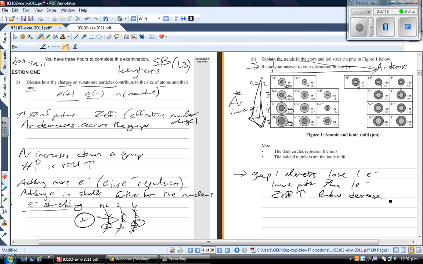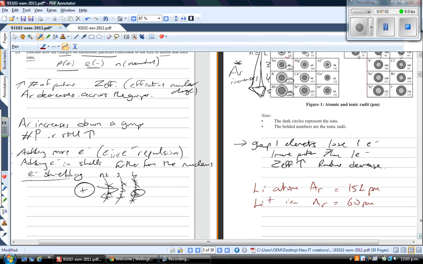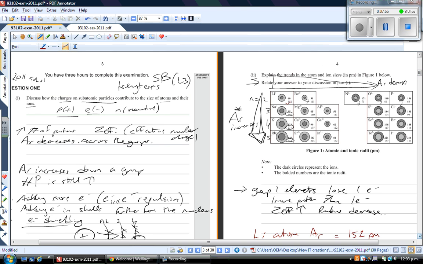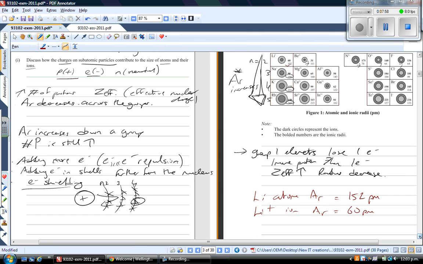So if we take a look at that for a group 1 element, so we can delete one of those numbers for a second just so you can see that. Alright, so for lithium, the lithium atom, the atomic radius is equal to 152 picometers, and that's from right there. And then, whereas if you form a lithium plus ion, the atomic radius is equal to 60 picometers. So the atomic radius has decreased there quite significantly, and that's because you have removed one electron, and the effective nuclear charge is increased.